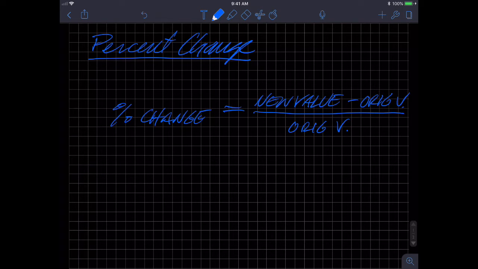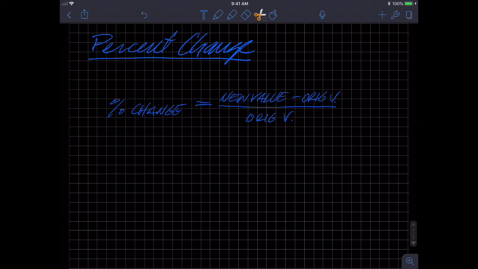And since we're really talking about a percentage, then we really need to multiply this by 100 once we're done, or it's not going to be in a percentage, it'll be in a decimal.